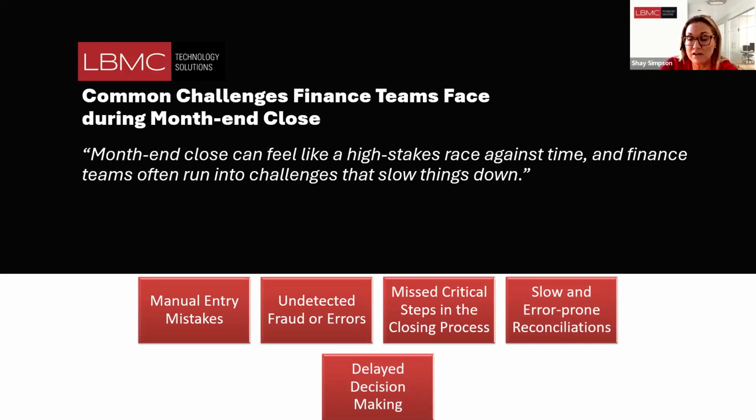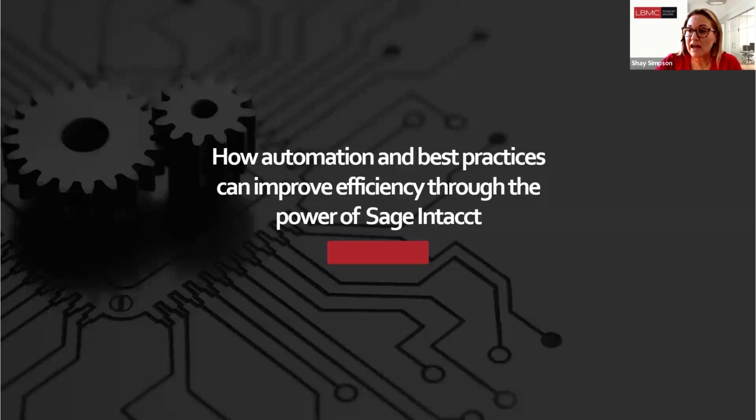So I know probably a lot of you guys, upper management is probably pushing for a quicker month-end close. How many times do we often hear that? We want to close the books in 10 days, or we want to close the books in 6 days. We want to get those financials published so that we can actually react on that real-time data versus producing our financials the 15th or 20th of the month and then trying to react to them. Okay. So let's talk about how that automation and best practice can improve efficiency through Sage Intacct.